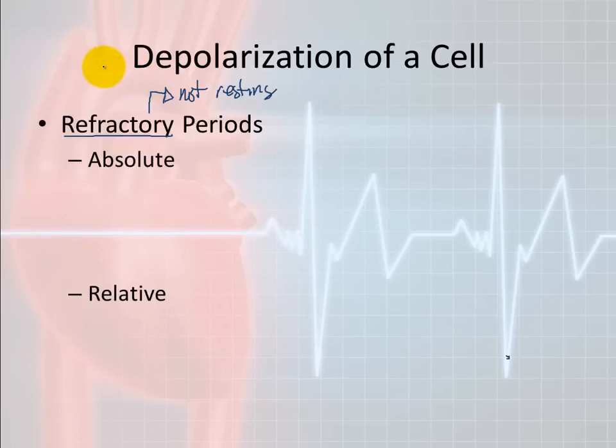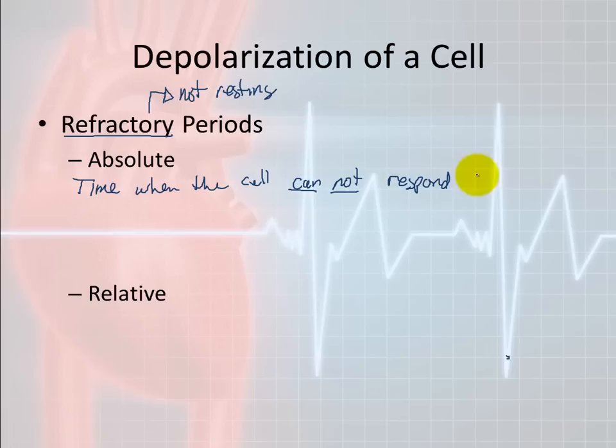In an absolute refractory period, this is the time when the cell cannot respond to another stimulus. So what happens here is the cell is already depolarized. You can't depolarize a depolarized cell.